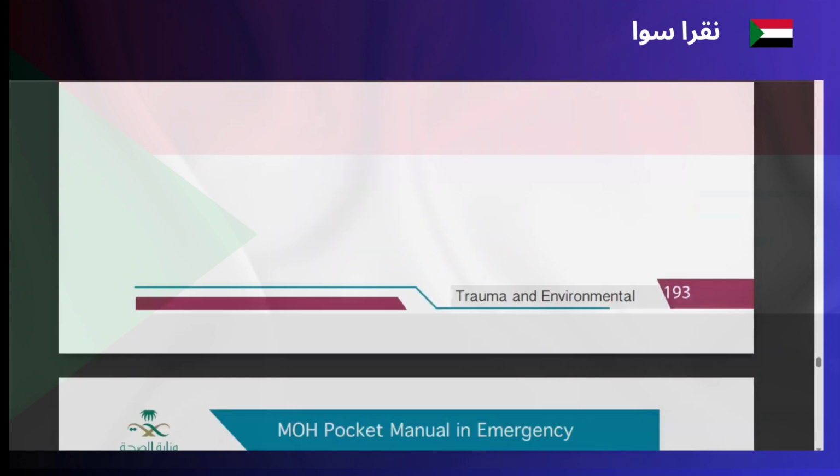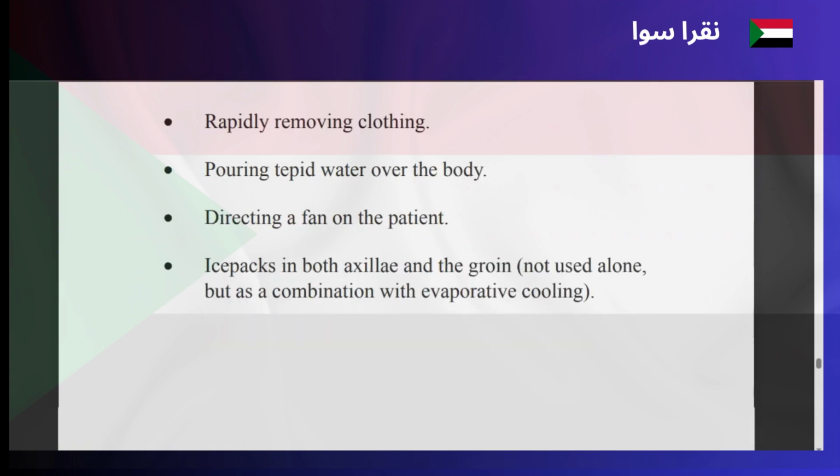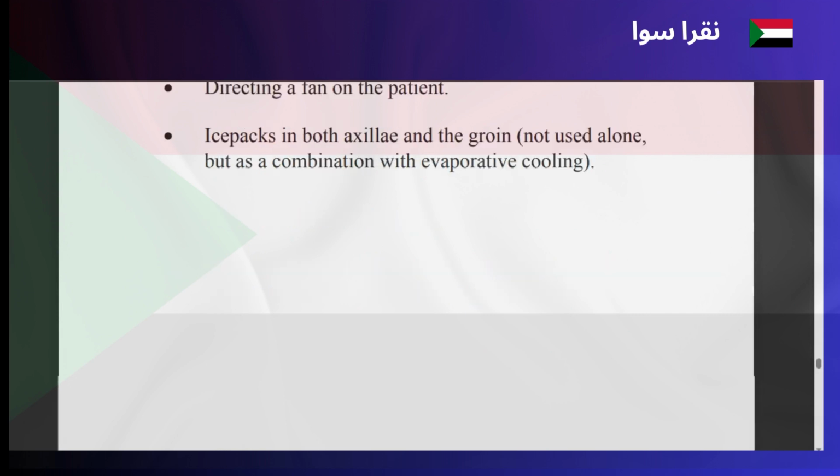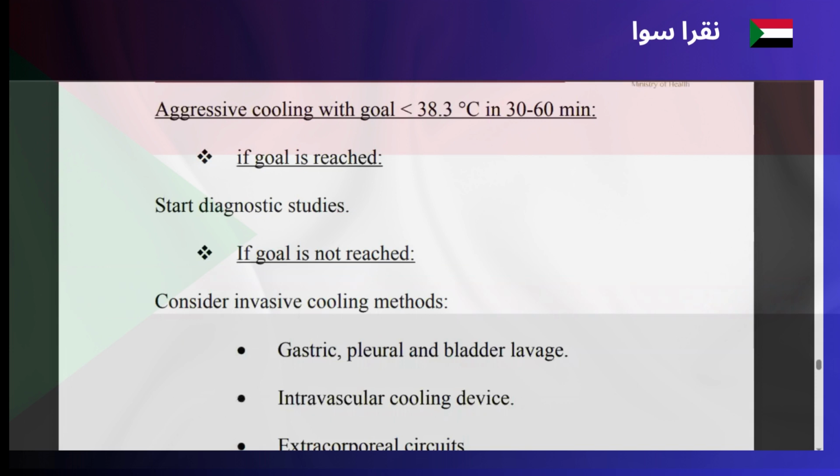In hospital, for heat stroke: rapidly remove clothes, pour tepid water over the body, direct a fan on the patient, ice packs in both axilla and groin, not used alone but in combination with evaporative cooling. Aggressive cooling with goal of less than 38.3 in 30 to 60 minutes.